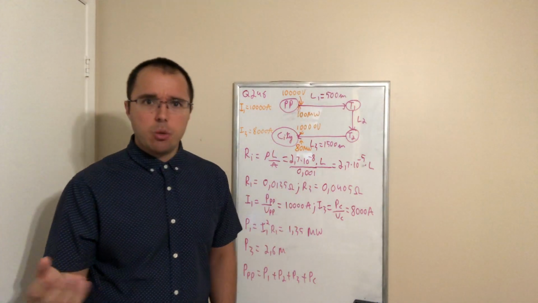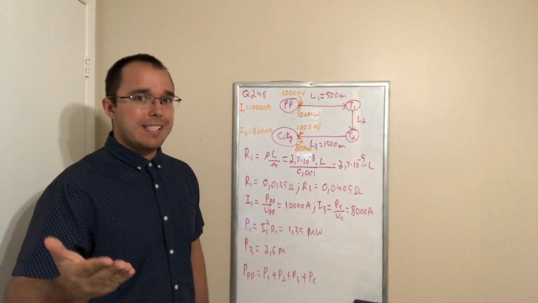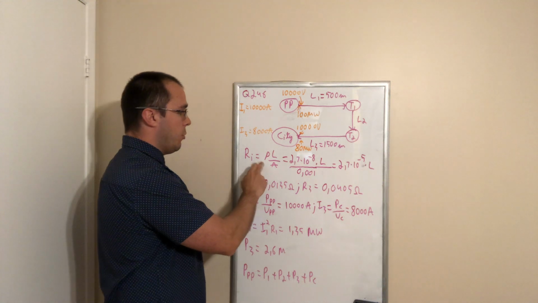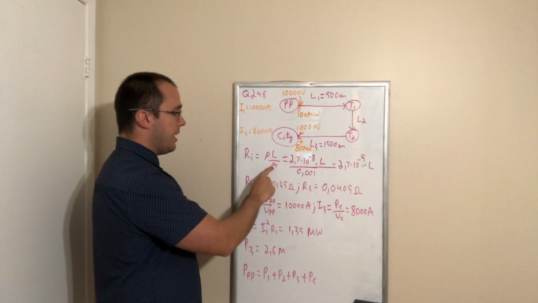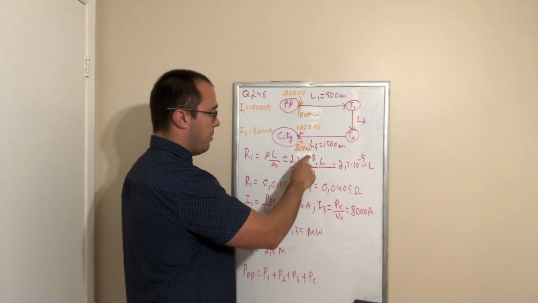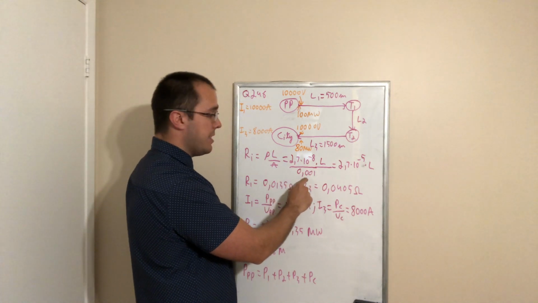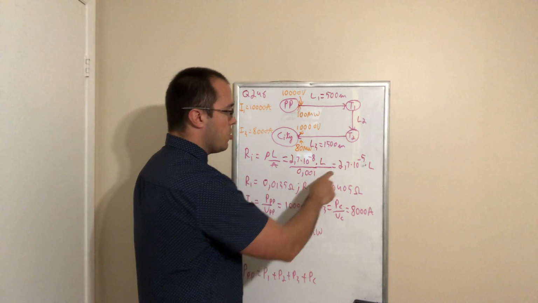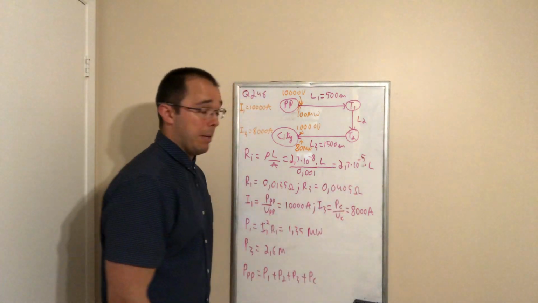We are given some values regarding the resistivity of the wire. Remember that the resistance is equal to the resistivity multiplied by the length of our conductor divided by the area. So we have a resistivity of 2.7 multiplied by 10 power minus 8 multiplied by the length divided by the area. The area is 0.001 meter square. So it's 2.7 multiplied by 10 power minus 5 multiplied by the length, okay?